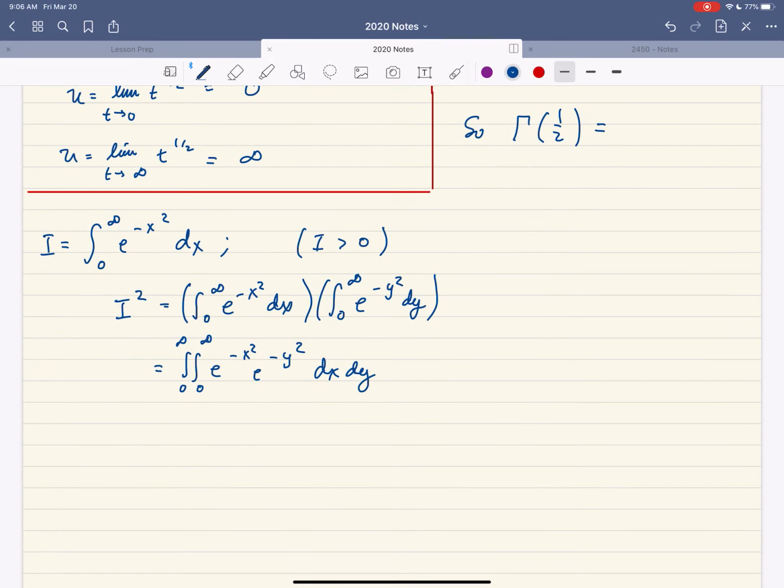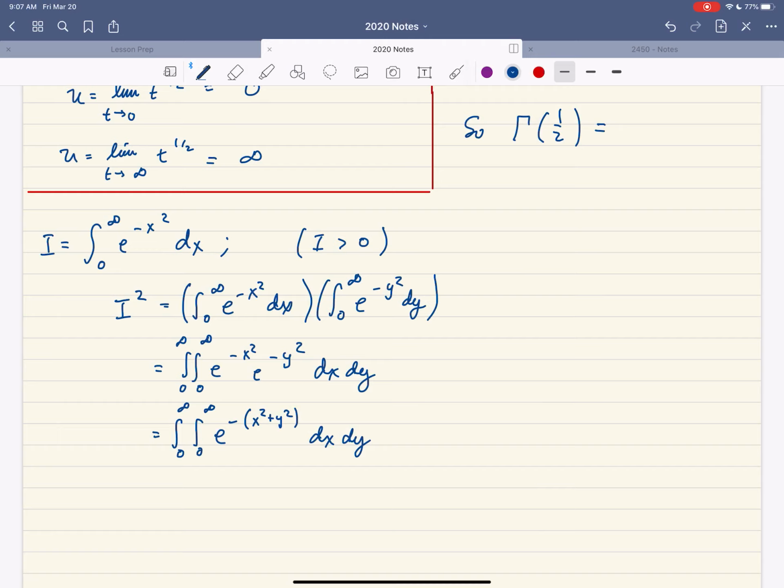This does not look any better, but it turns out it really is. This is going to be the integral from 0 to infinity, integral from 0 to infinity, e to the negative quantity x squared plus y squared, because you add the exponents. You get e to the negative x squared minus y squared. That's basically what you get if you multiply them: you add the exponents and then factor out the minus, and that makes it a plus. So you've got e to the negative quantity x squared plus y squared dx dy. And this integral is just absolutely shouting out for you to use polar coordinates, right?